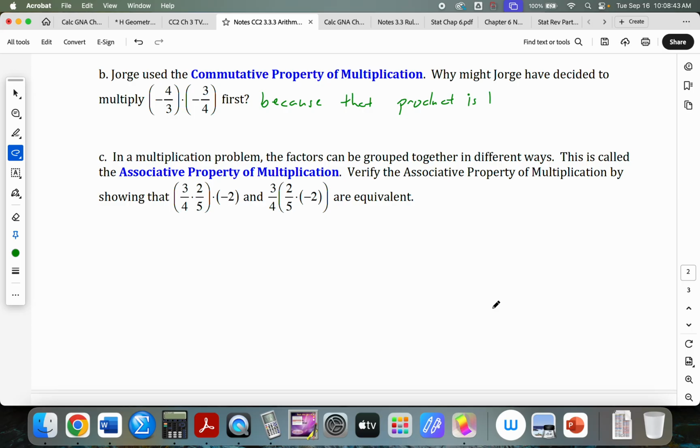Let's verify that these two are actually equivalent to one another. So if we multiply together here, this gives us 12/20 times negative 2 is negative 24/20. Dividing them both by 4 gives us negative 6/5, which is negative 1 1/5.